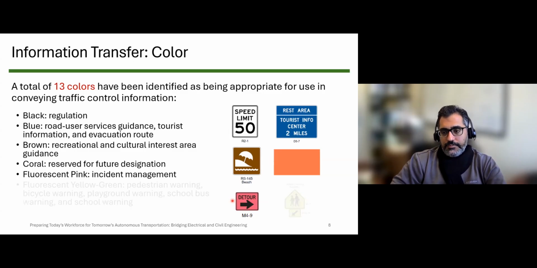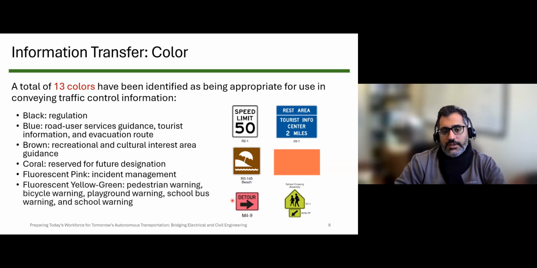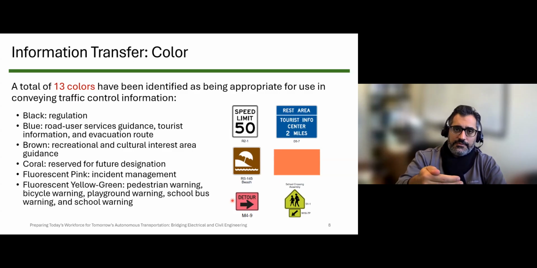the roadway. Then we have fluorescent yellow-green that is used for pedestrian warning, bicycle warning, playground warning, school bus warning, and school warning. Most frequently, you will see these signs next to schools to inform the drivers of the presence of school children and the presence of crossings to make them more aware. We have a unique color, this yellow green, and a unique shape. I'll talk about the shapes later.